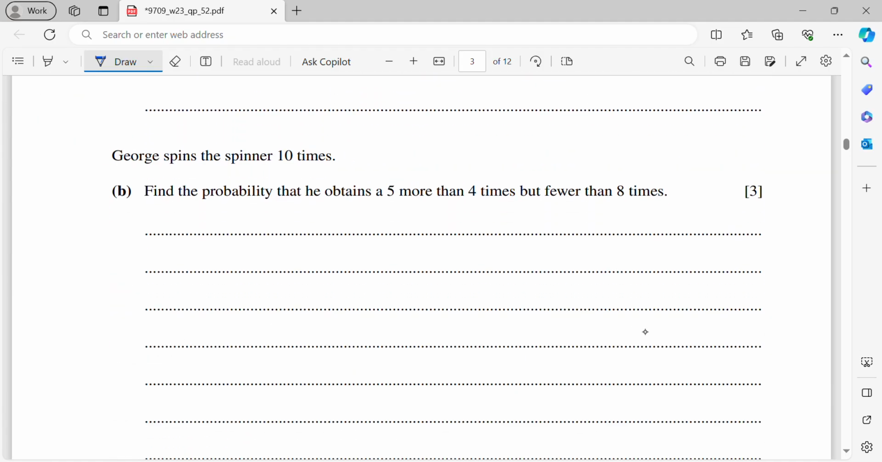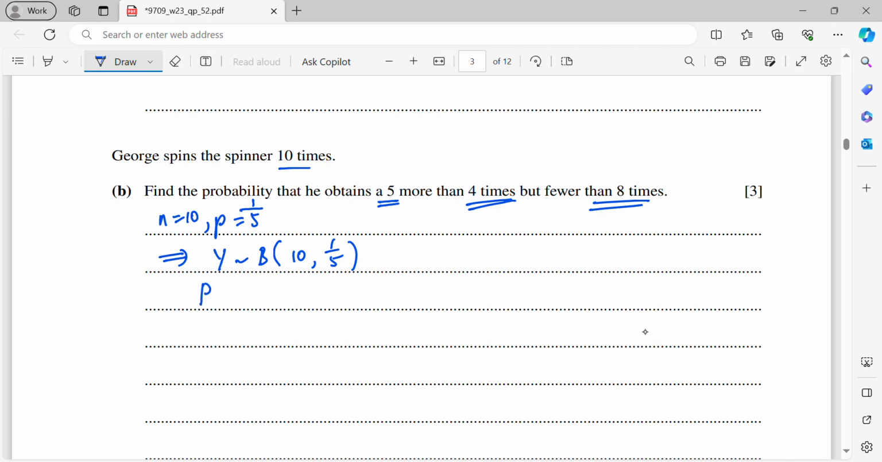Okay, now for the B, George spins the spinner 10 times. Find the probability that he obtains a 5. Okay, same number, means the probability is still 1 over 5. And then now spin 10 times. Okay, the probability of obtaining a 5 more than 4 times but less than 8 times. Obviously, this is binomial. Okay, so here I will write Y is binomial, the N is 10, then the P is 1 over 5.